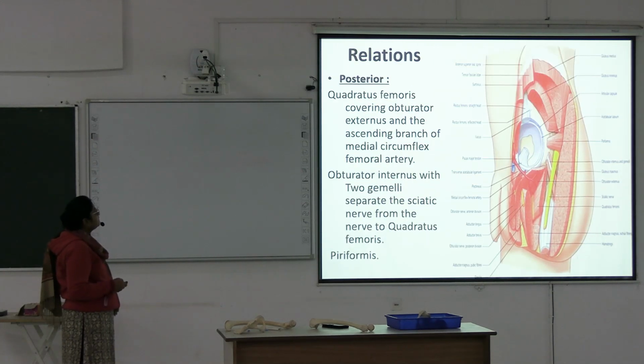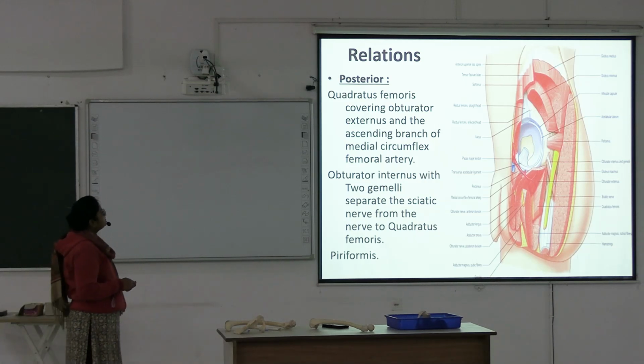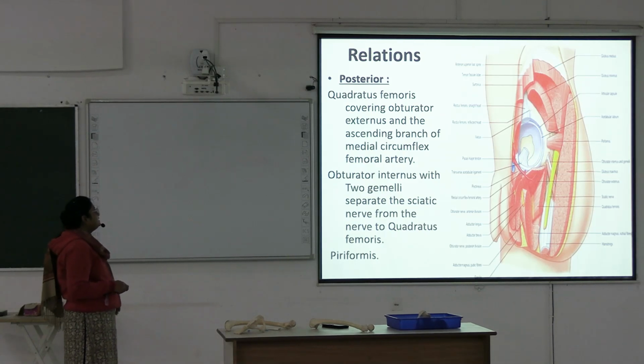Next, posterior relations. Posteriorly lies the quadratus femoris, covering the obturator externus and the ascending branch of the medial circumflex femoral artery. Obturator internus with two gemelli, these are the three tendons, with the superior and inferior gemelli lying superior and inferior to the obturator internus. And this is piriformis. So the two gemelli separate the sciatic nerve from the nerve to quadratus femoris and piriformis. All these are lying posterior to the hip joint.